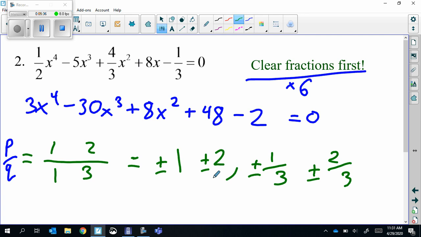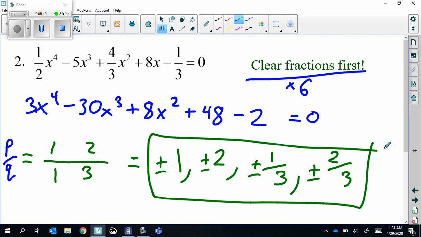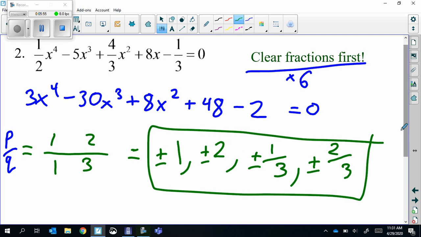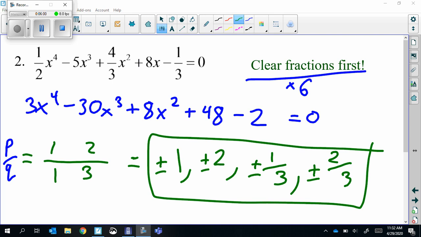You put the plus or minus on each one, and those are your possibilities. So the next step would be to see which ones actually work, which ones are actual zeros or roots. So what we would do is just do synthetic division and test those out. So we'll do that in our next example, just not this one.